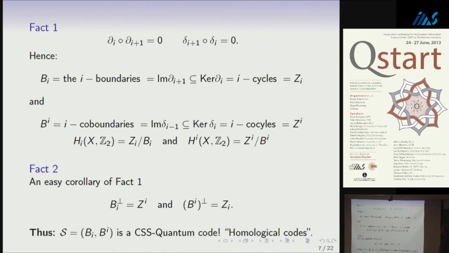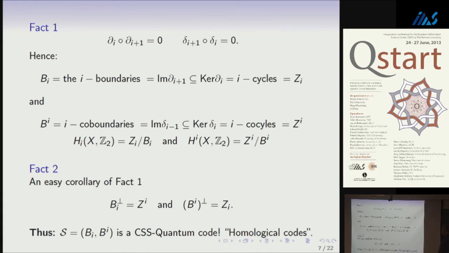And the famous homology and cohomology is nothing more than the quotient space. This kernel, namely Z_i divided by B_i, is H lower i, which is called the ith homology of the complex, and H upper i is Z upper i divided by B upper i, the cohomology.